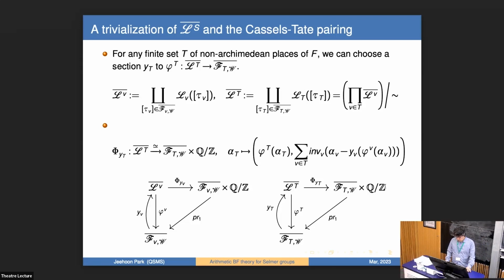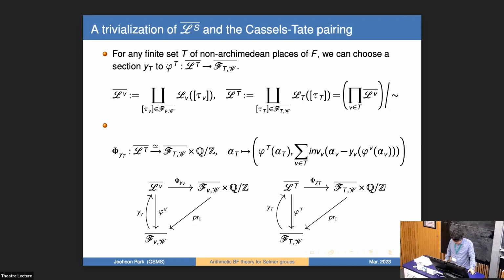So choose any section of that line bundle, Y_T. Right? Then, I just wrote down, once you choose a section, then this phi Y_T gives an explicit trivialization of the line bundle. So it's a line bundle, and this is a trivial line bundle, and there's an isomorphism there. And this isomorphism is given by that invariant map. Alpha B itself is not a cocycle, but if you... Make one comment.